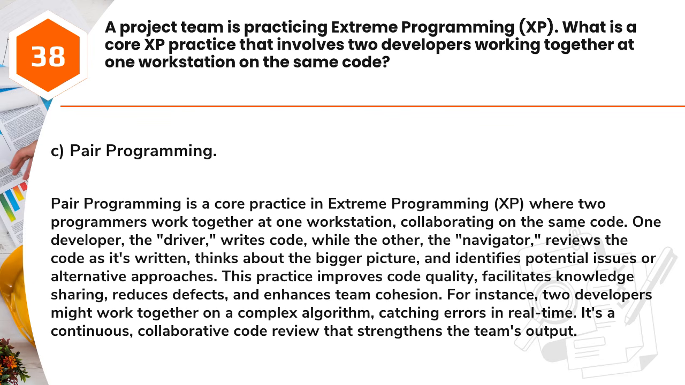Answer: C. Pair programming. Pair programming is a core practice in extreme programming, XP, where two programmers work together at one workstation, collaborating on the same code. One developer, the driver, writes code, while the other, the navigator, reviews the code as it's written, thinks about the bigger picture, and identifies potential issues or alternative approaches. This practice improves code quality, facilitates knowledge sharing, reduces defects, and enhances team cohesion. For instance, two developers might work together on a complex algorithm, catching errors in real time. It's a continuous, collaborative code review that strengthens the team's output.